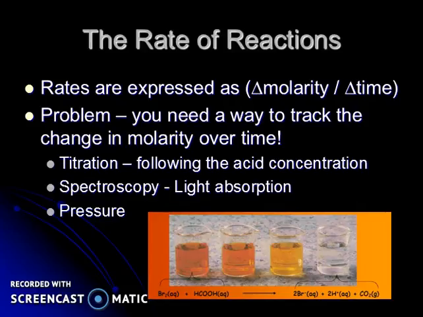But my favorite uses a technique called spectroscopy, and this you should have seen a little bit of last year, and it's going to become your best friend this year. At the bottom of the screen, you'll see a series of beakers, and they start off being really brownish, reddish, orangish, to all the way to clear. And what you're seeing is the changing concentration of bromine, free bromine, Br2, inside the aqueous solution over time.